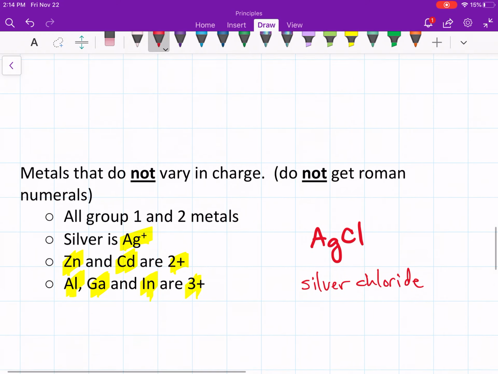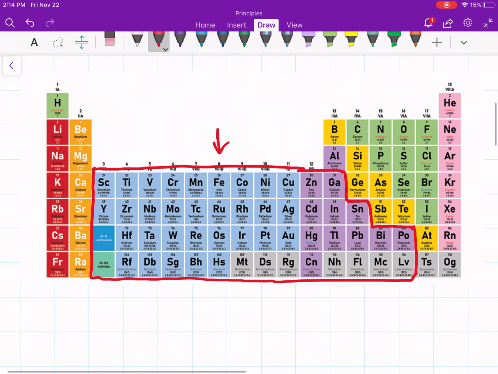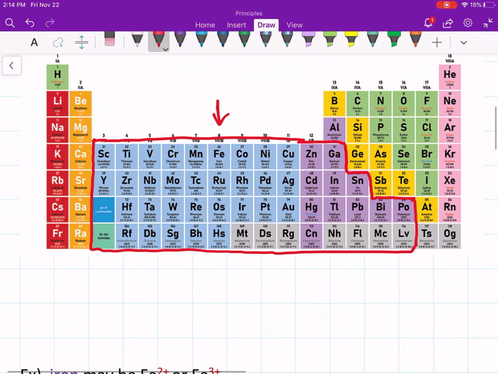If you look at where these guys sit on the periodic table, they make a nice little staircase, which makes them really easy to figure out. So let's use maybe light blue. Aluminum, gallium, and indium are all +3. Zinc and cadmium are +2.